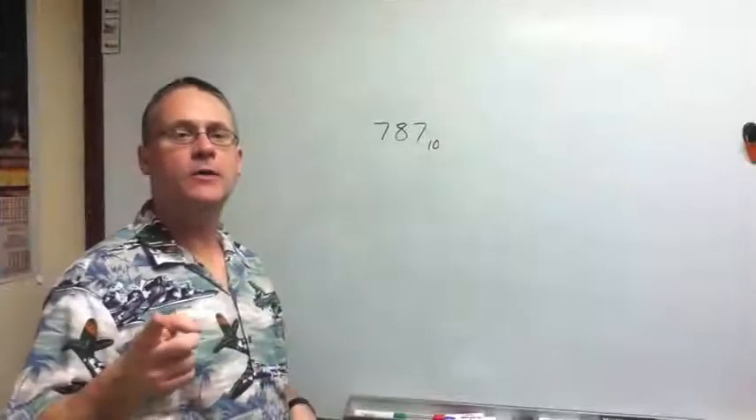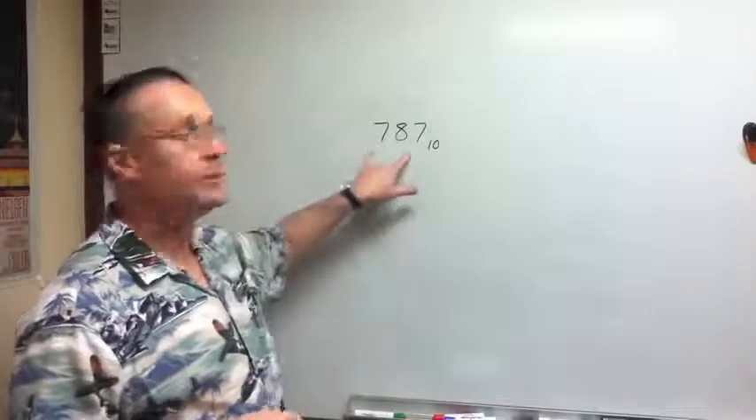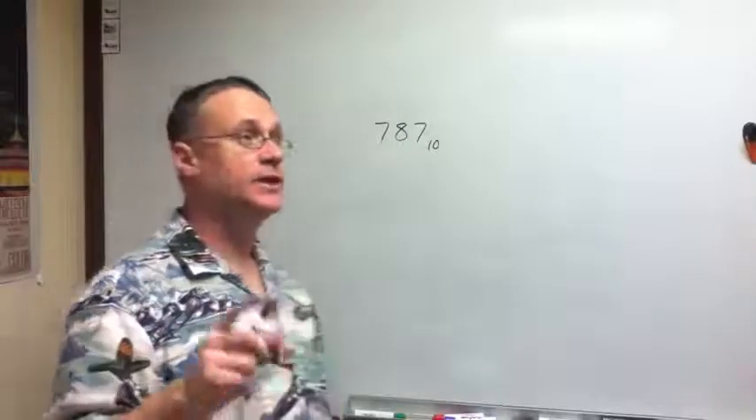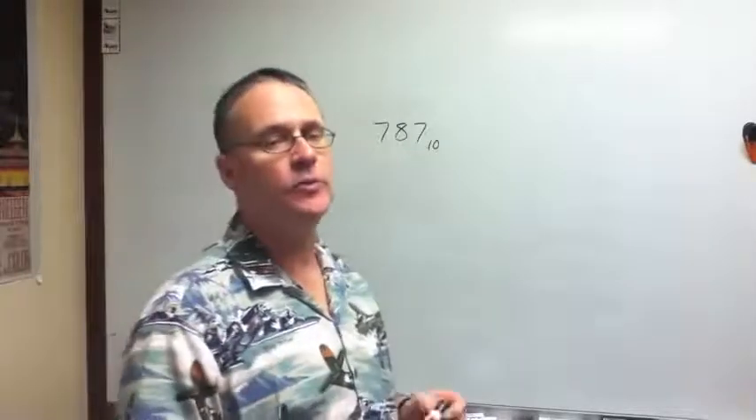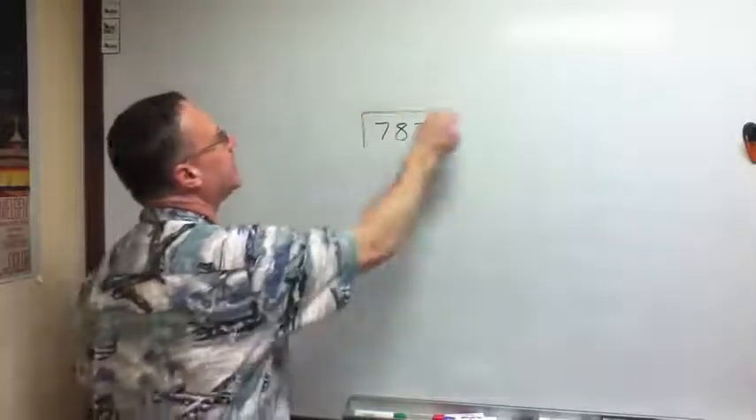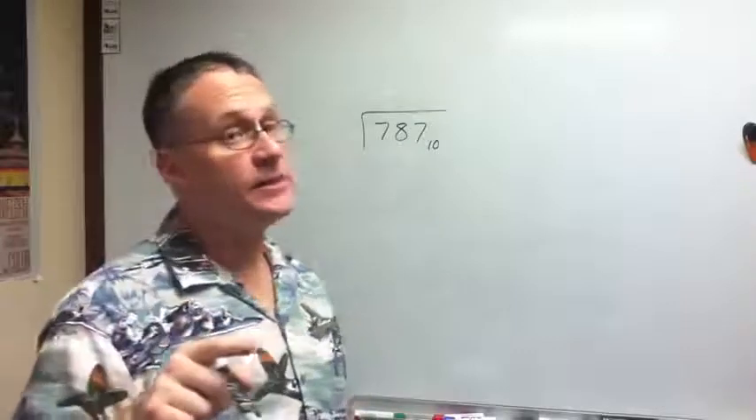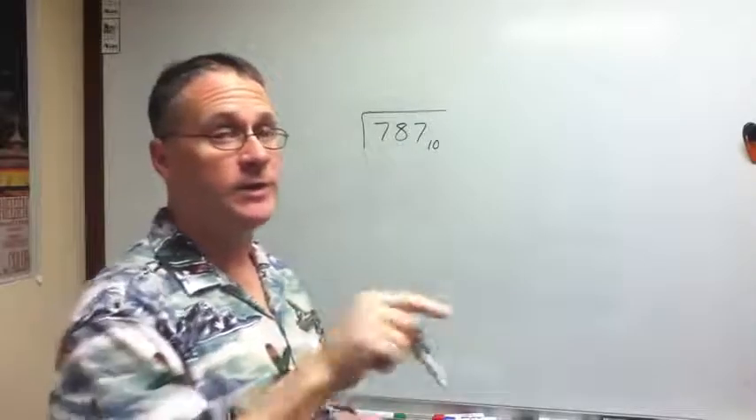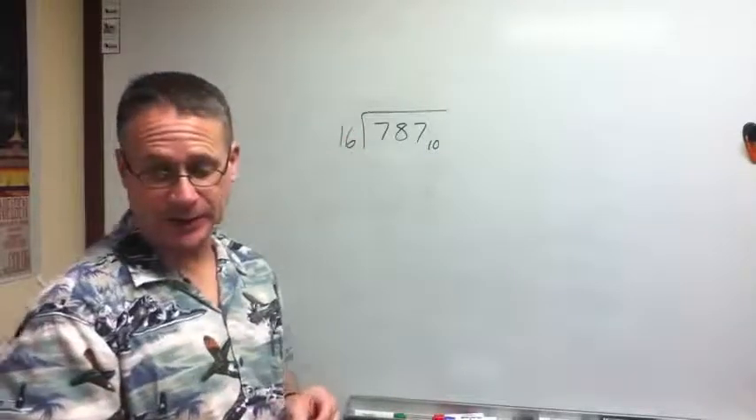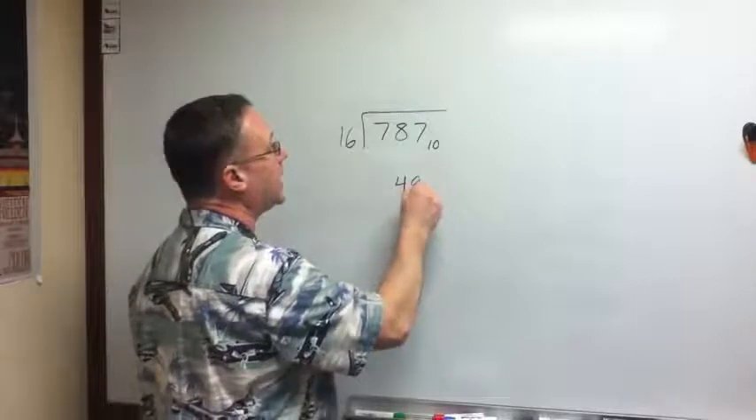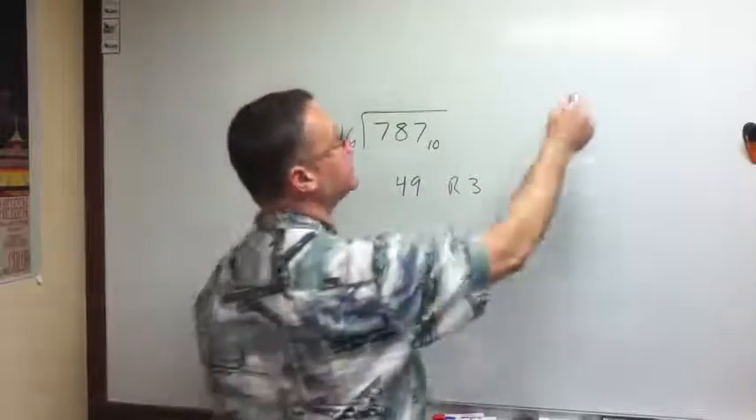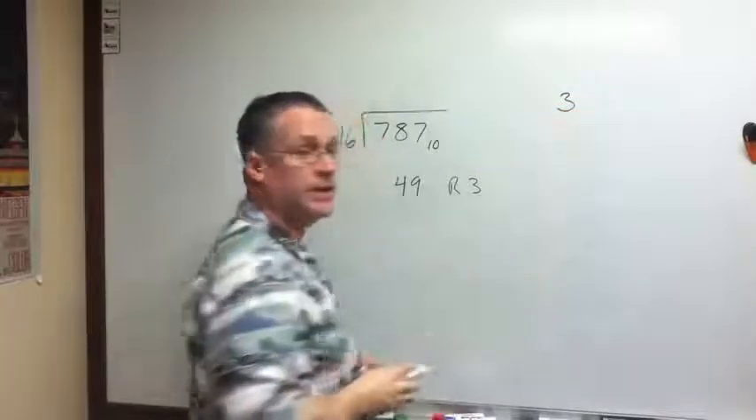All right, now let's go over how we would convert a decimal number, 787, into hex. When we did decimal to binary, we divided by 2 multiple times. We'll do the same thing here. So I'm going to take this number and divide by the base. The base in hexadecimal, where I want to go, is 16. So this divided by 16 turns out to be 49 with a remainder of 3. All right, so my first digit in the hex equivalent is 3.